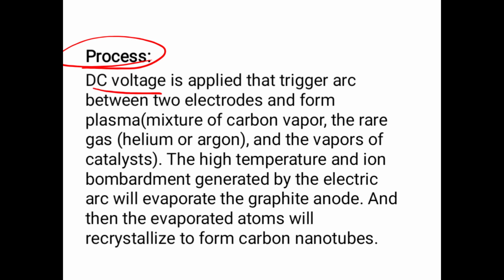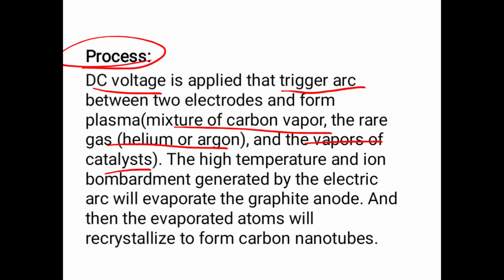DC voltage is applied. First we know that we will apply the voltage. After applying this voltage, we can see that there is a trigger arc between these two electrodes. It is occurring in plasma arc, like the plasma arcing is formed here. The plasma here is the mixture of carbon vapors from the electrodes, the rare gas and the vapors of catalyst. This is the mixture that forms the plasma.